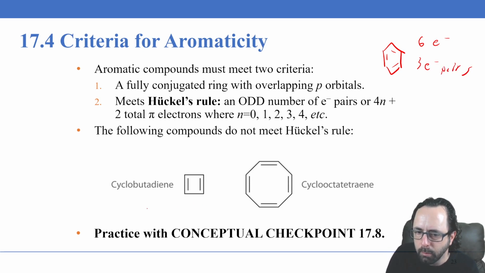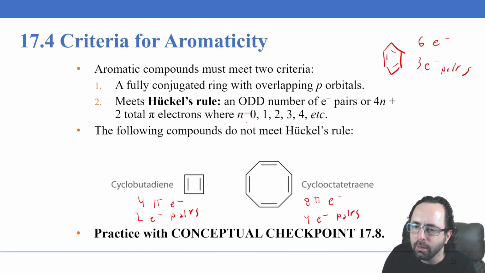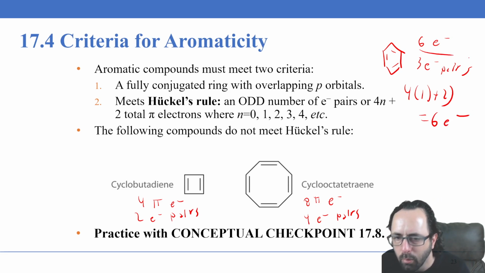However, if we look at cyclobutadiene, there's going to be 4 pi electrons. That's going to be 2 electron pairs, and so that does not meet Hückel's rule. Likewise, here there would be 8 pi electrons. This would be 4 electron pairs, not meeting Hückel's rule. Or we can do it in the other statement here: if we do 4 times 1 plus 2, that is 6 electrons, and so that is consistent with benzene.